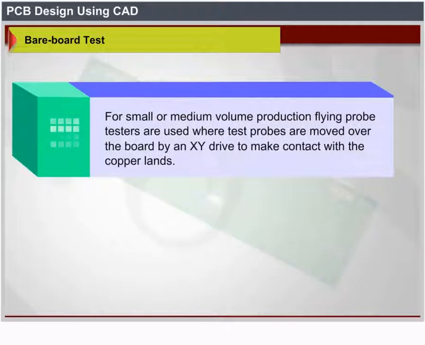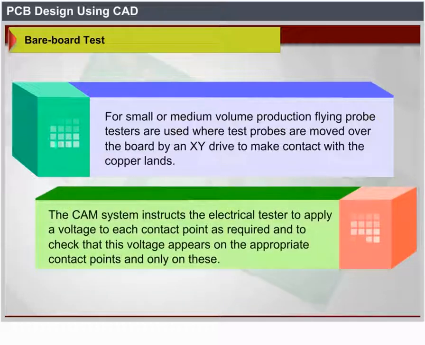For small or medium volume production, flying probe testers are used where test probes are moved over the board by an XY drive to make contact with copper lands. The CAM system instructs the electrical tester to apply a voltage to each contact point as required and to check that this voltage appears on the appropriate contact points and only on these.